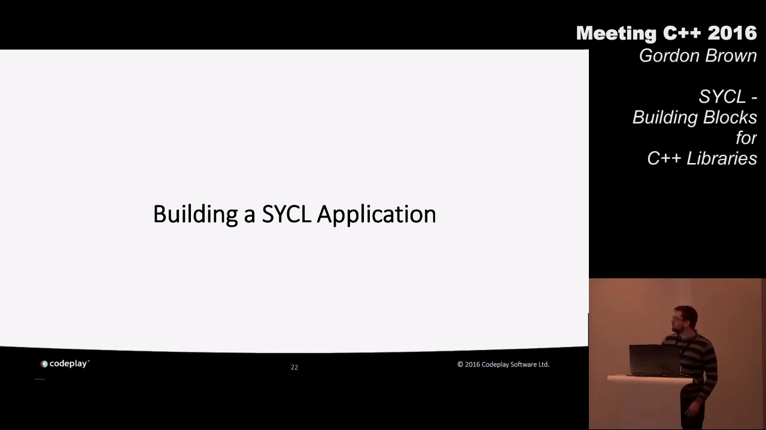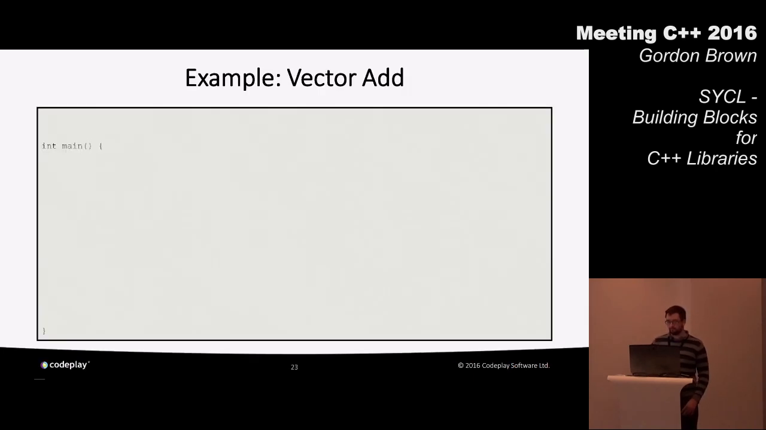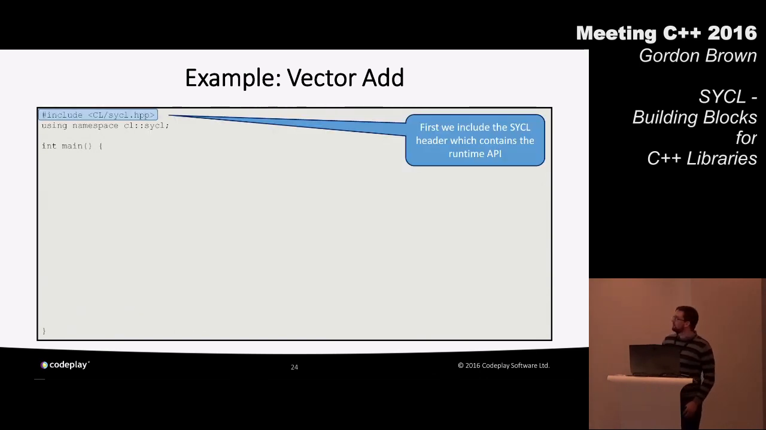Next I'm going to show you an example application of SYCL and how that works and what the different components are. For this example, I'm going to do a simple vector add. The first thing you need to do is include the SYCL header file. The entire SYCL runtime API is included in this single header file. I'm also importing the namespace just to make the slides easier to follow.